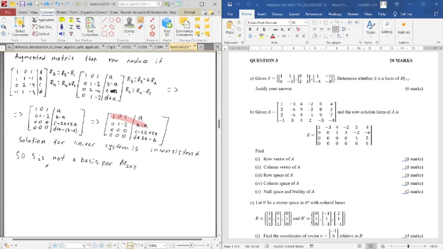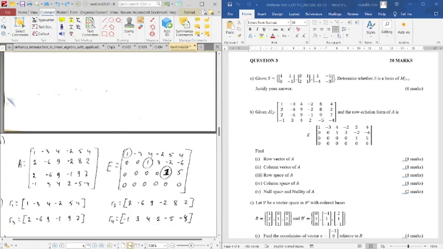So S is not a basis of the matrix M size 2 by 2. So system is inconsistent means it can't be solved, or when you solve it you get an infinite number of solutions.